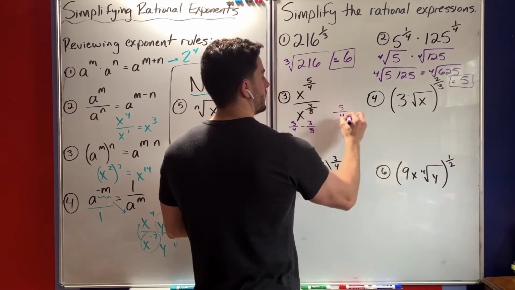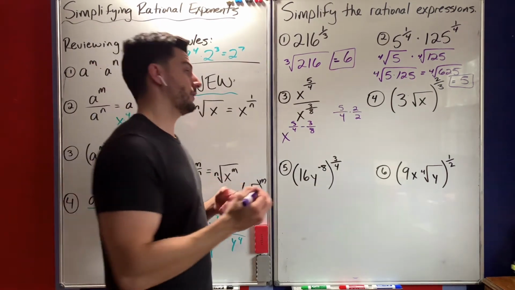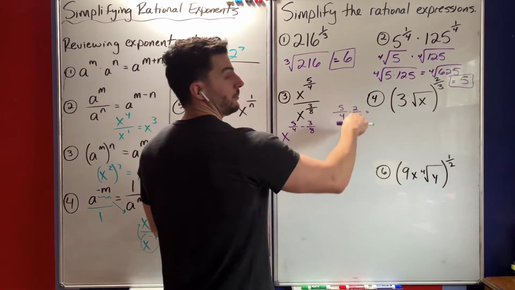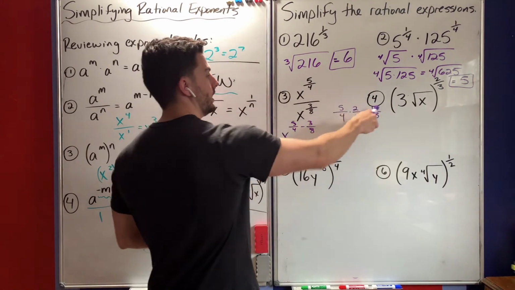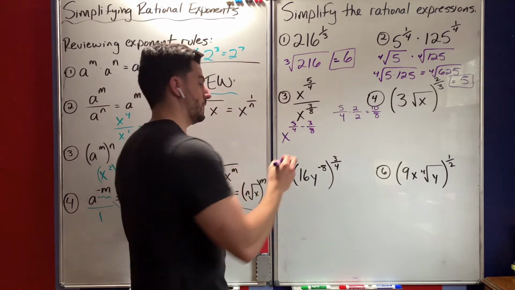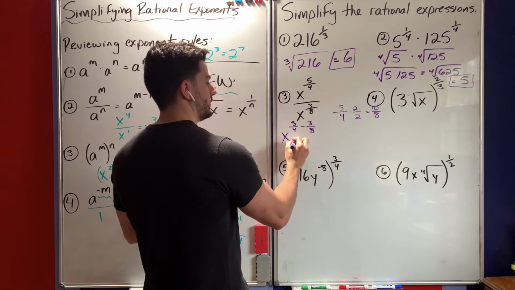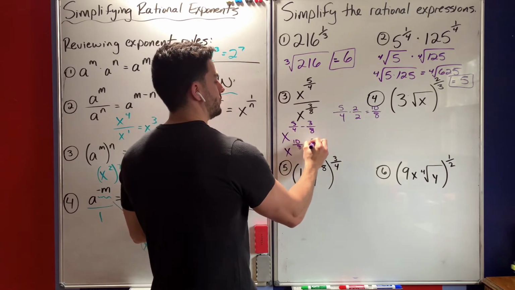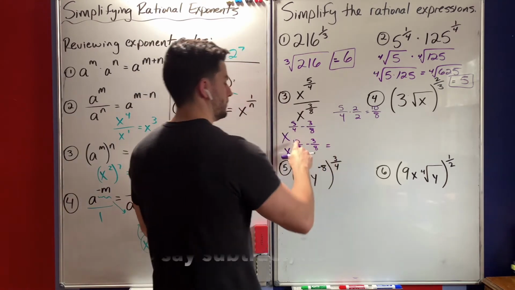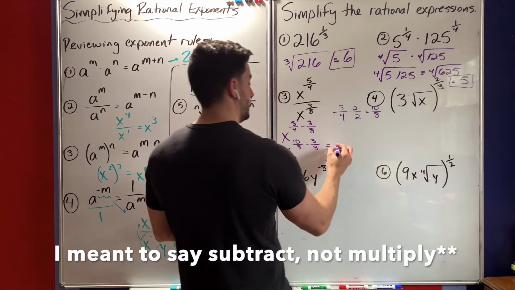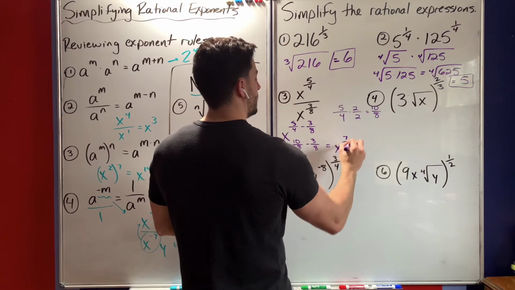I could take that 5/4. I have to multiply the top and the bottom by something to keep it as an equivalent fraction. If I multiply the top and bottom by 2, I would get 10/8, right? 5 times 2 is 10, 4 times 2 is 8. And so now it would have the same denominator as the other one. So this would be really saying x to the 10/8 minus 3/8. And 10/8 minus 3/8, that's easy, right? I just subtract across the top and I leave the bottom the same. So this would be saying x to the 10 minus 3 is 7/8.